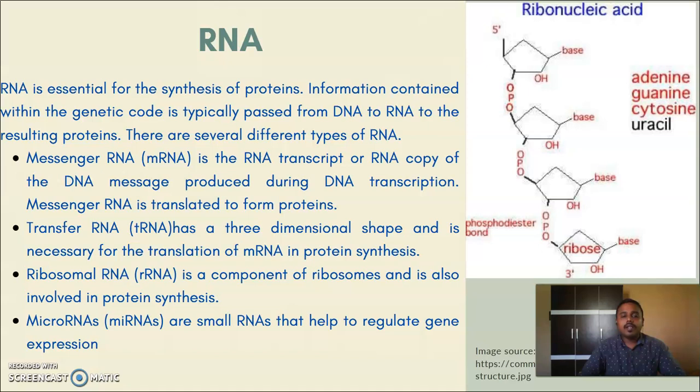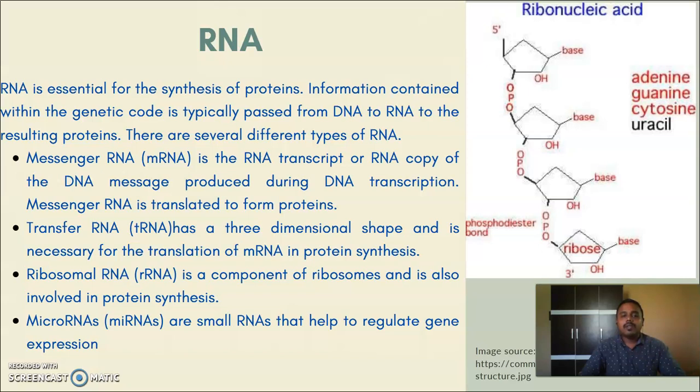The second type of RNA is tRNA, that is transfer RNA. It has a 3-dimensional shape and is very necessary for the translation of the previous mRNA to produce the final protein synthesis. The next type of RNA is called rRNA, which is ribosomal RNA. It is a component of ribosomes. Already we have studied these ribosomes in Unit 1. A ribosome is an organelle present inside our cell, and this ribosome plays a crucial role in protein synthesis. This ribosome is nothing other than a combination of rRNA along with a few proteins.